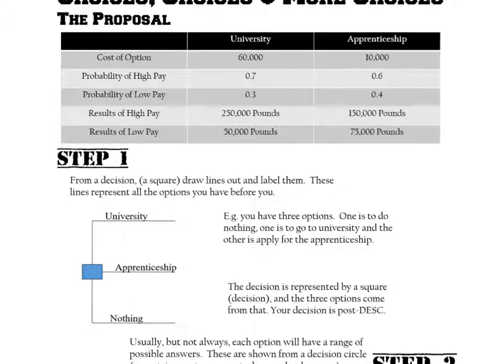So they're the three options. As I put here, these lines represent all the options you have before you. So within this, the decisions are represented by a square and the three options come from you via the lines. And the decision is that you're leaving Dubai English Speaking College, which is the school that I'm working at.